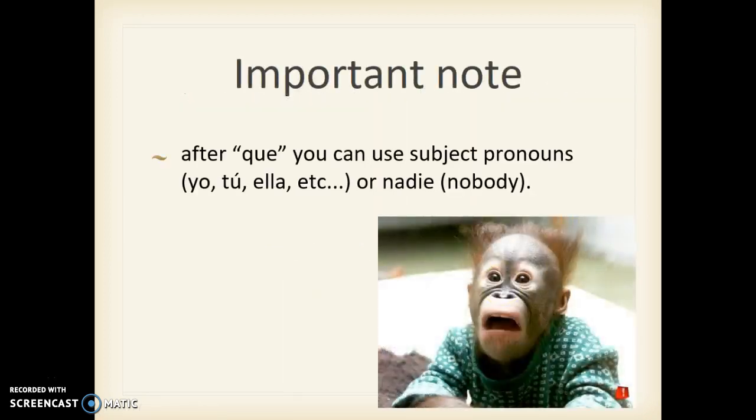An important note is after que, you can use subject pronouns, which again, what are your subject pronouns? Yo, tú, él, ella, nosotros, ellos, ellas, ustedes. Or you can use nadie, which if you remember from the affirmative and negative words, it means nobody. So after que, you can also use subject pronouns. And we'll practice with that later on.